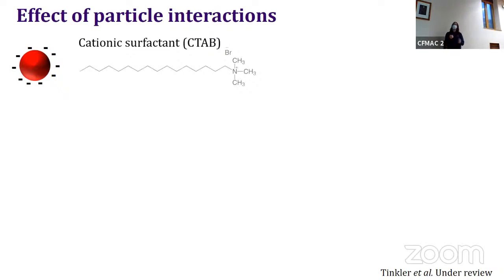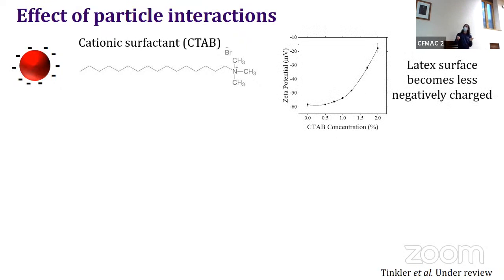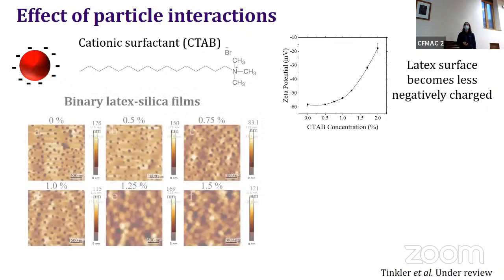But what happens if we add some cationic surfactants? For example, CTAB, a positively charged surfactant that goes onto the surface and probably reduces the surface charge of that particle. In fact, we can see that by measuring the zeta potential: when we increase the concentration of surfactant, the zeta potential at the beginning is really negative, minus 60 millivolts, and goes down to almost minus 10. So we are really reducing that surface charge.